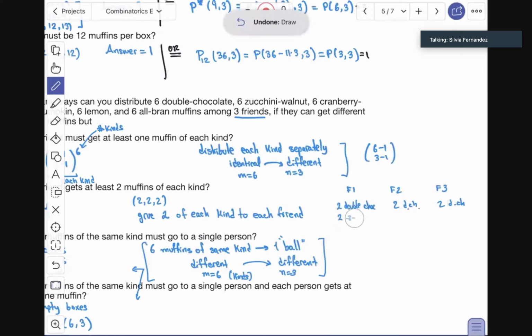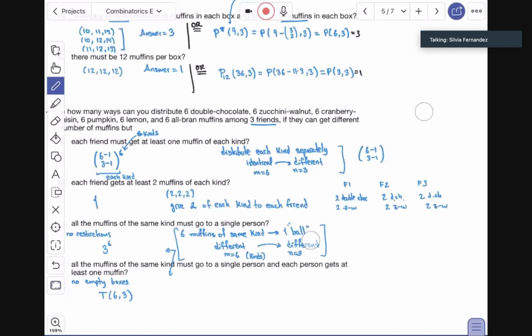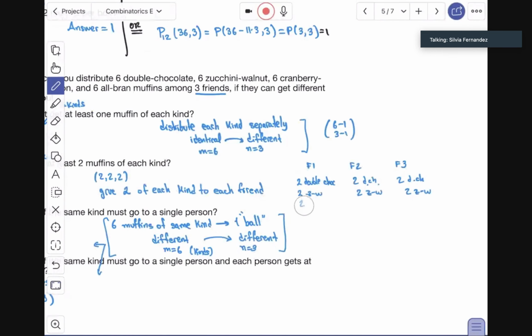walnuts. 2 zucchini walnut, 2 zucchini walnut, 2 zucchini walnut. And then cranberry raisin. So same thing. 2 cranberry raisin, 2 cranberry raisin, 2, you have no choice. If you actually had dozens, it would be a very difficult problem. Well, not very, very difficult, but it will be much harder.